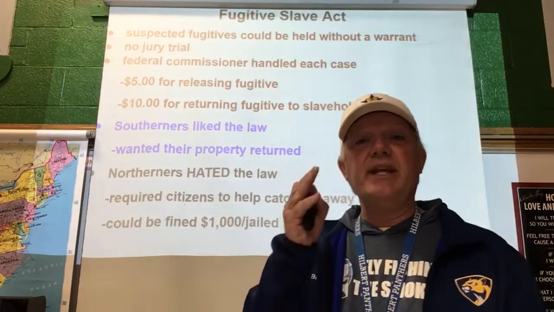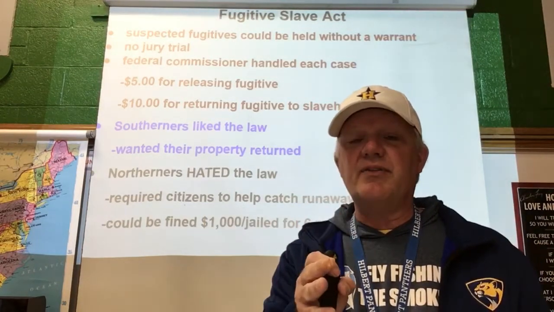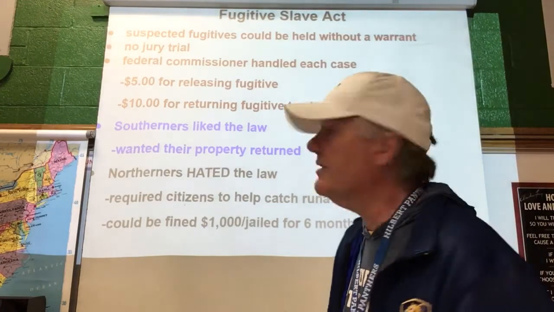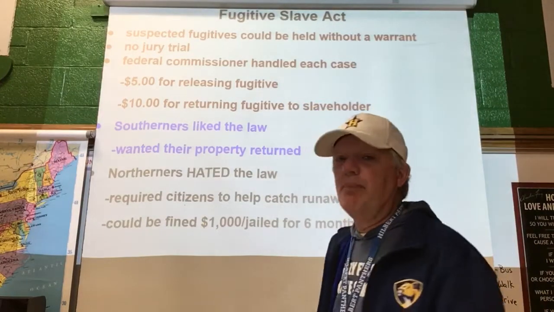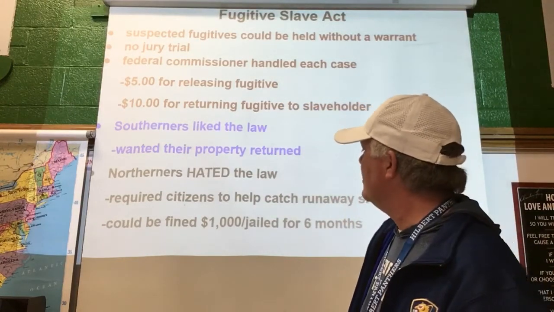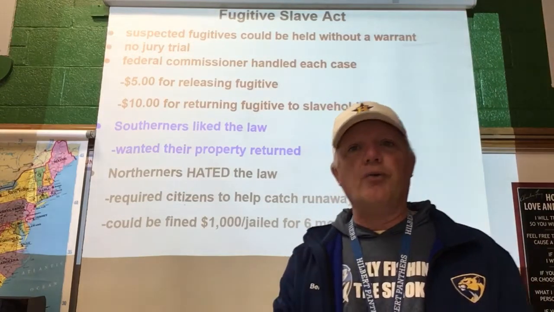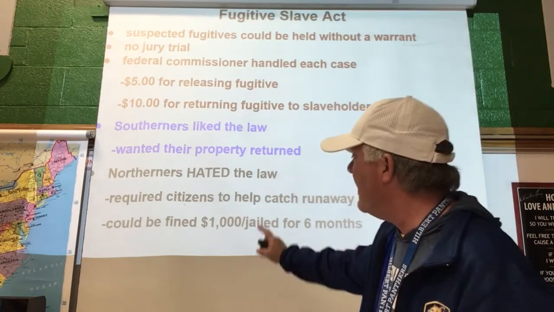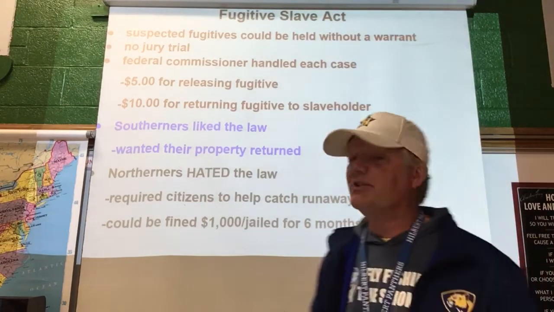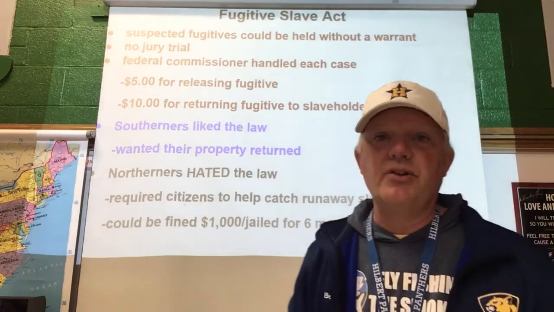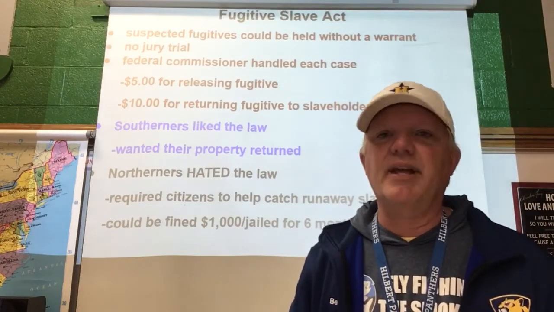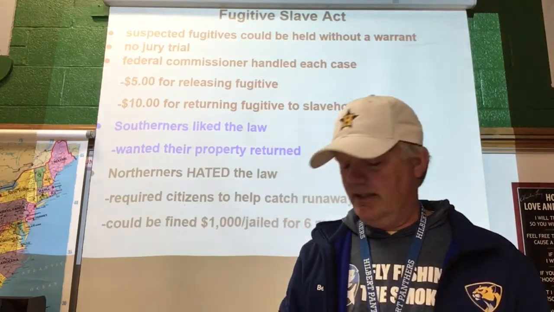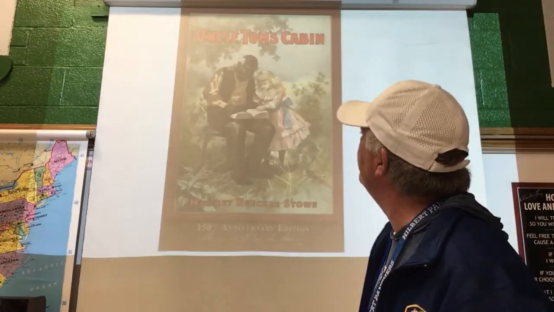Some people, even when they weren't slaves to begin with, they were free African Americans, were taken to the South, and now they were slaves. Southerners liked it. Their property was being returned. Under this law, Northerners, if they were found hiding an escaped slave or knew the whereabouts of an escaped slave, didn't do anything about it, they could be fined $1,000. They could be jailed for 6 months. Did Northerners help? No, they fought against this law, but it was a tough law. Southerners liked it, and the Northerners are going to fight against it.